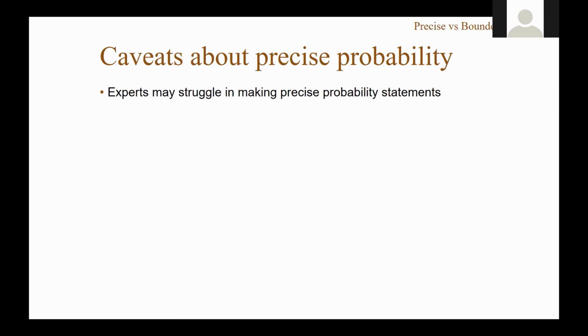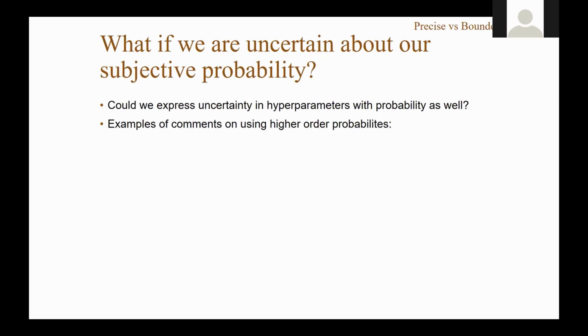So with that in mind, what if we are uncertain about our subjective probability? Could we think about expressing this uncertainty in some way, still keeping the use of probability as an expression of epistemic uncertainty? I mean, there are other expressions of epistemic uncertainty, but I stick to using probabilities here. So one can put uncertainty on the hyperparameters, for example, or in another terminology, use higher order probabilities.